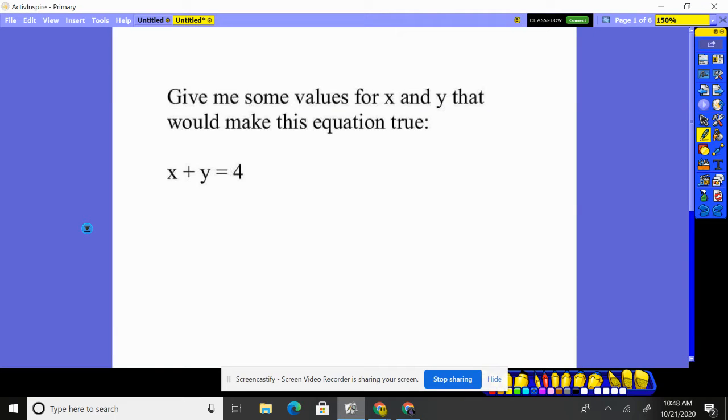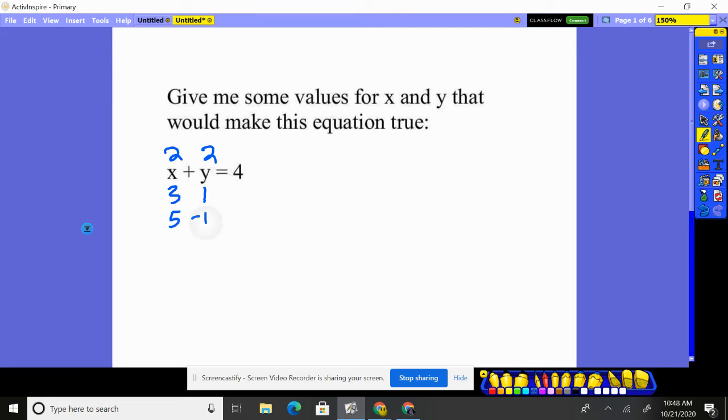All right, let's say that I say, give me some values for x and y that would make this equation true. x plus y is 4. So what values would make this true? Well, we could say, hey, what about 2 plus 2? What about 3 plus 1? What about 5 plus negative 1? Ooh, you weren't expecting that, were you? So all these different bits, these points that we're plugging in, are solutions.